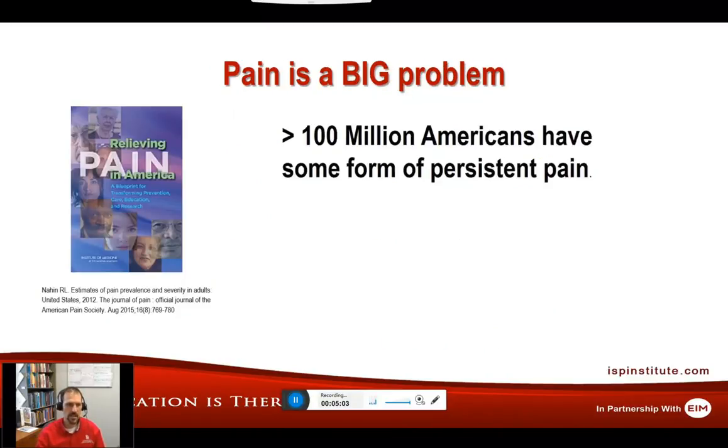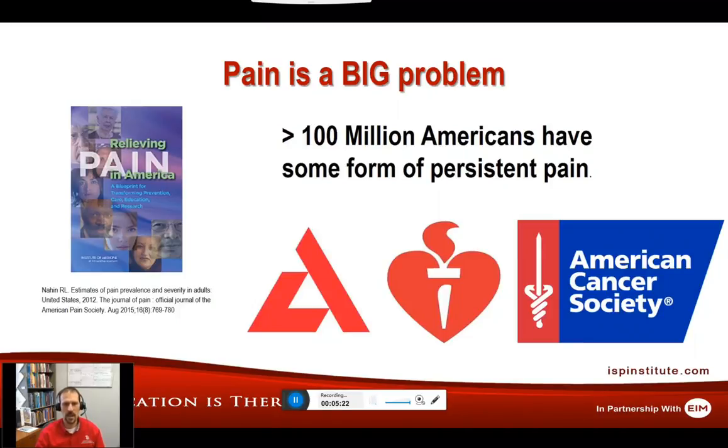Here in the U.S. and across the world, pain is a big problem. The Institute of Medicine's Relieving Pain in America report back in 2011 told us that there were over 100 million Americans having some form of persistent chronic pain that they were dealing with on a regular basis. Just to give us a little perspective, if we take everybody here in the U.S. that has diabetes, heart disease, and cancer, and we put all those people together, that group in and of itself is still not as large as all the people suffering from persistent pain.